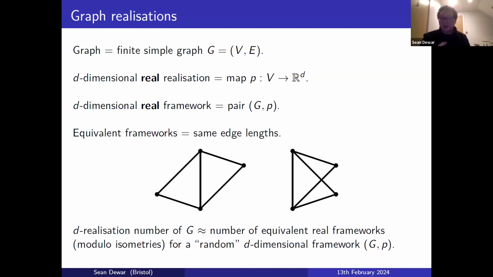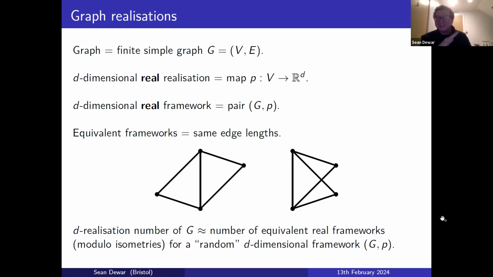So in this picture below, you can see two-dimensional frameworks. And these two are equivalent. All I've got is a triangle with a rectangle with a brace, and then I flipped over one of the triangles with a reflection. But the edge lengths between the two of these are equal. Okay.